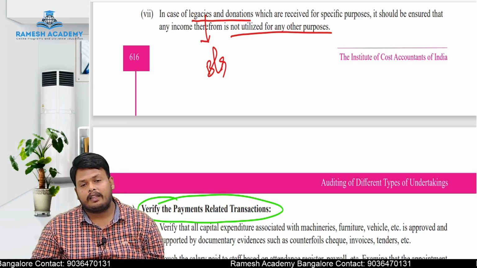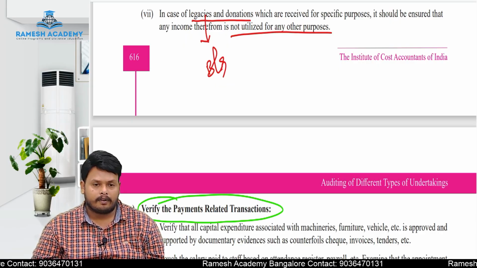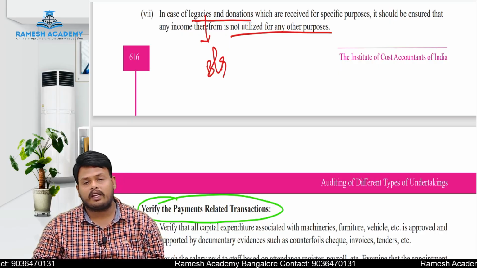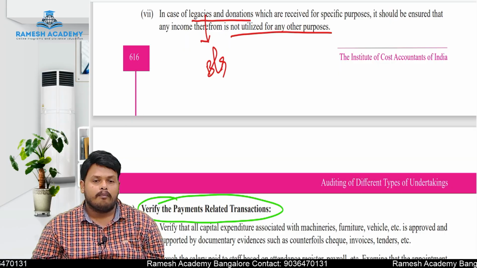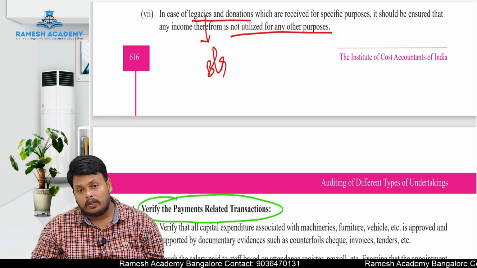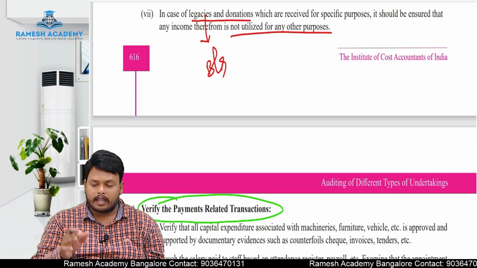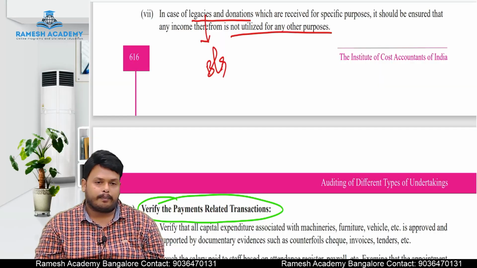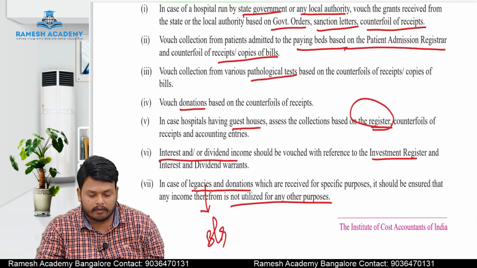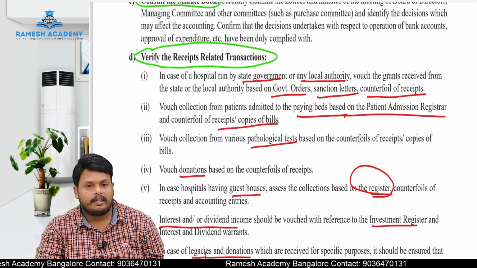Why? Because generally the accountant will take the interest amount received from that legacy into the general account and use it for general purposes. But the auditor should not permit that. The interest or dividend income received from legacies must be utilized for the said purposes only. These are the things the auditor should verify in the case of receipt related transactions.